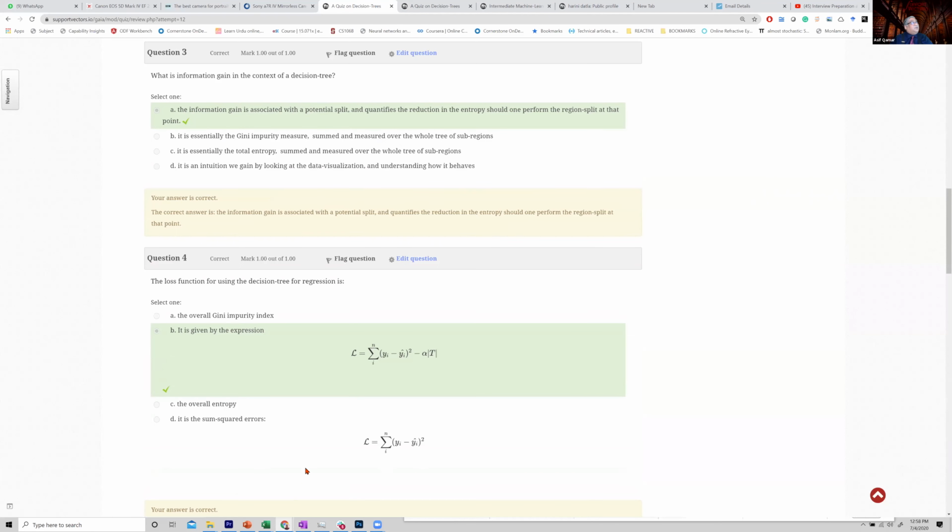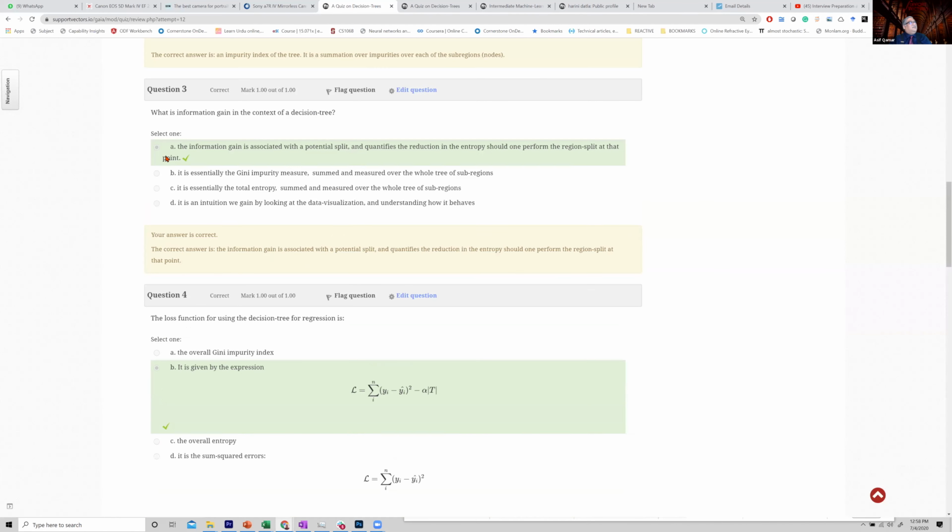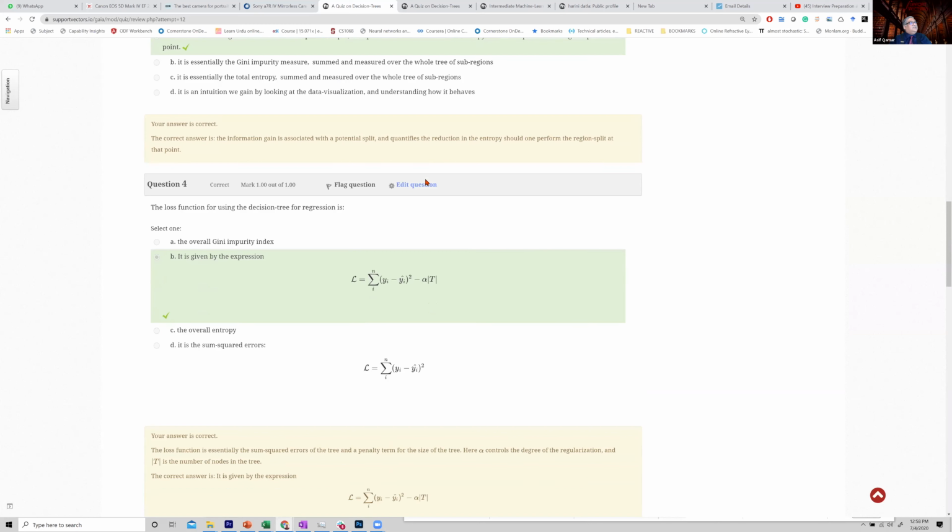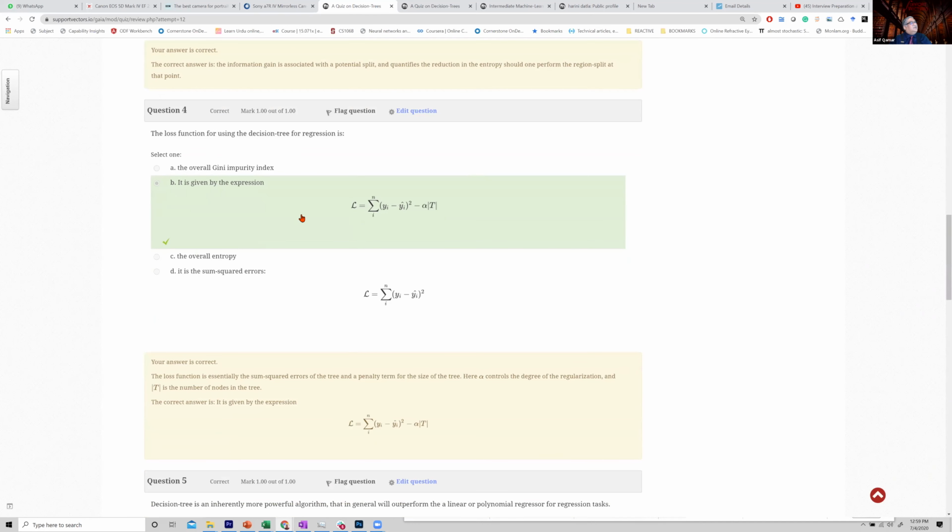Now, what is information gain? I'm very proud to say that the information gain question now all of you got right, because in the previous survey, it was the question whose understanding had gotten the lowest score. So I'm very happy to see that we finally got information gain. Nice. Even the loss function, I'm very pleasantly surprised that most of you got it right.